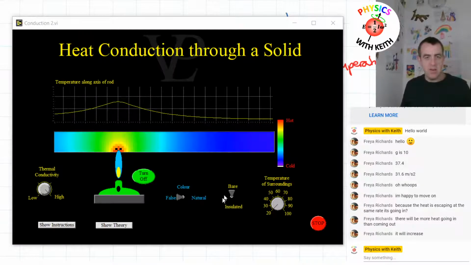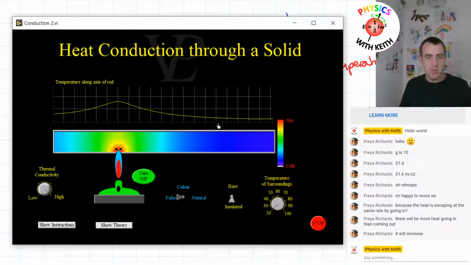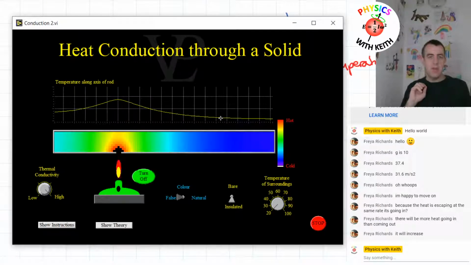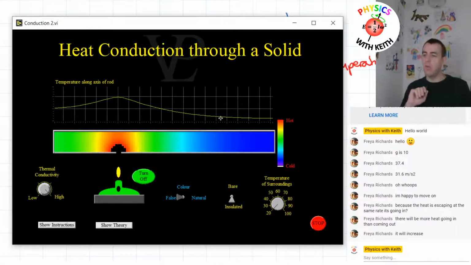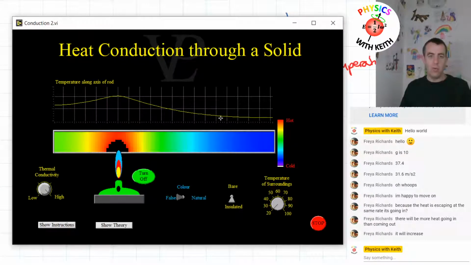So let's wrap it in insulation and let's watch that happen. So wrap it in insulation. There's my cursor. And now you can really quite clearly see it's starting to creep up. The bit where the flame is has gone off the scale in terms of temperature now. It's gone black, it's gone off the scale. And yeah, we can see very clearly the temperature is now increasing at all points along that bar.